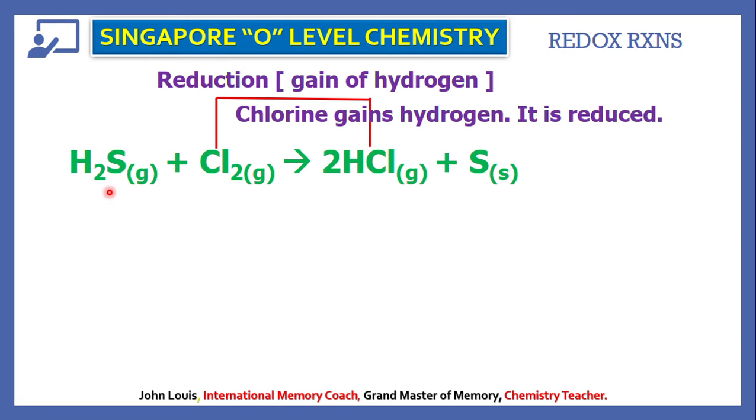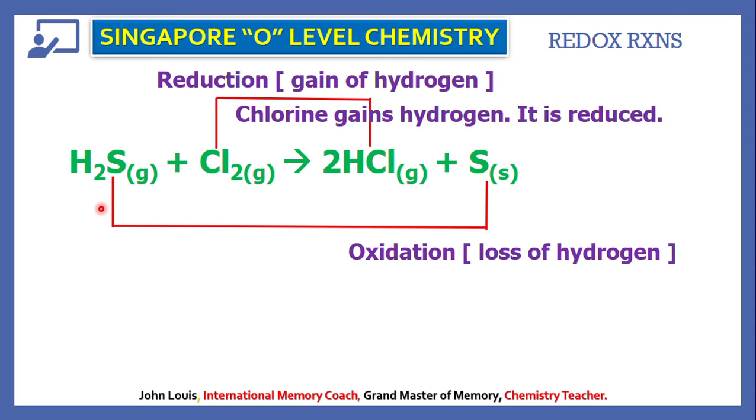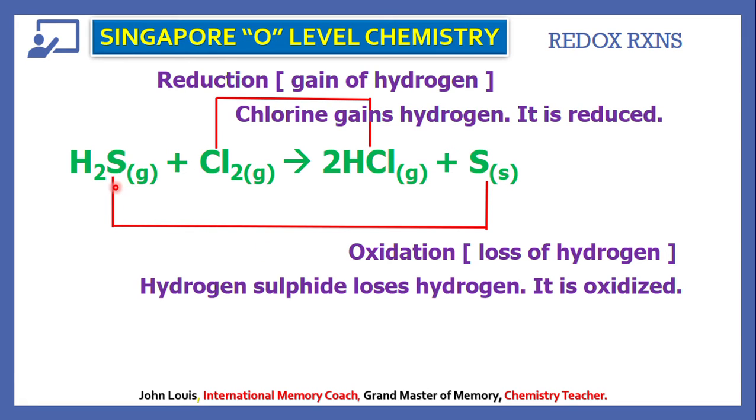Okay, then what happened to the other part of the chemical reaction? Hydrogen sulfide, that changes into what? Sulfur. What change has taken place? Hydrogen is removed, am I right? Loss of hydrogen. So loss of hydrogen, that is known as oxidation. Here hydrogen sulfide loses hydrogen, therefore it is oxidized to sulfur.